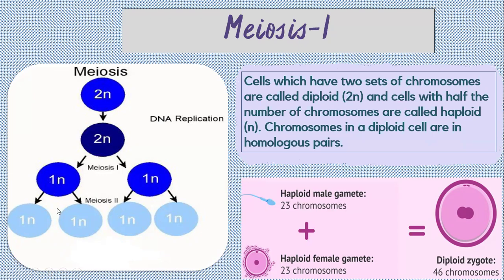These haploid cells undergo a simple division called mitosis and produce four haploid cells, which are similar in chromosome number, but all of the characteristics are different from these cells. Now cells which have two sets of chromosomes.